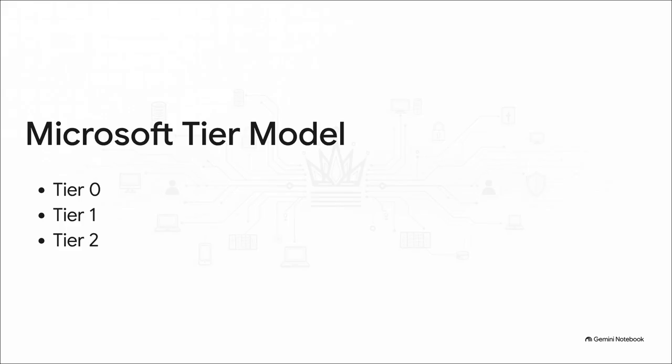Tier 0 is the control plane. That's your domain controllers and core identity servers. Tier 1 covers your application and file servers. And Tier 2 is for your standard end-user workstations and laptops.